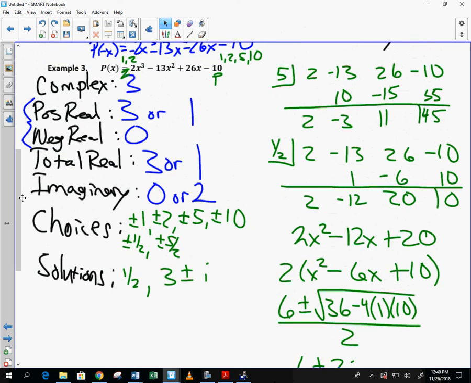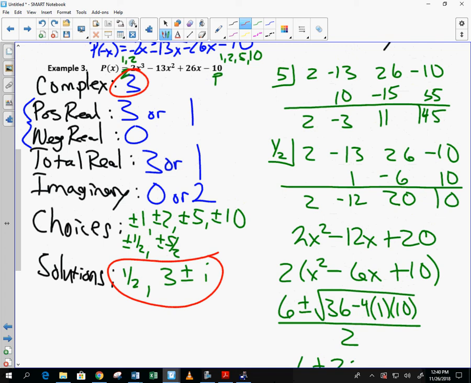I'm supposed to have 3 solutions. I've got 3. I'm supposed to have either 3 real or 1 real. I've got 1 real. It's the 1/2. I'm supposed to have one that's positive. It is positive. I'm supposed to have 0 there, negative. I don't have any negative ones. I got a total of 1 real. I got a total of 2 imaginary. They're right here. So it should always verify. If it doesn't, you did something incorrectly.